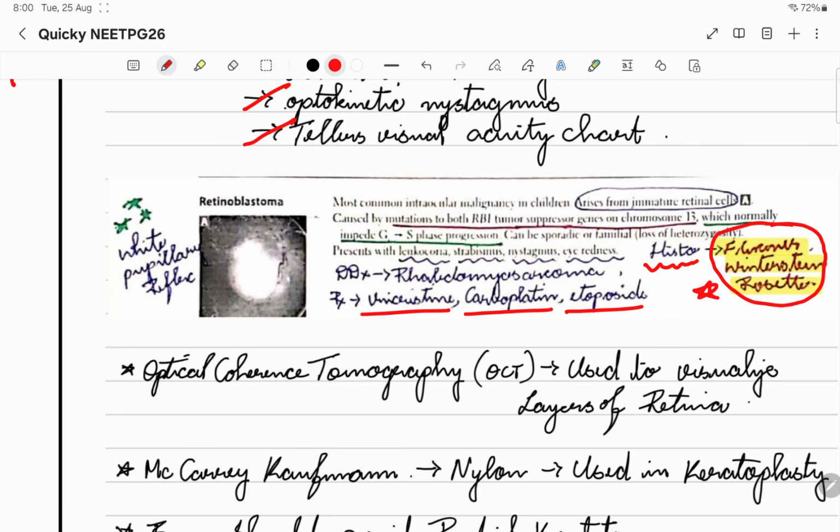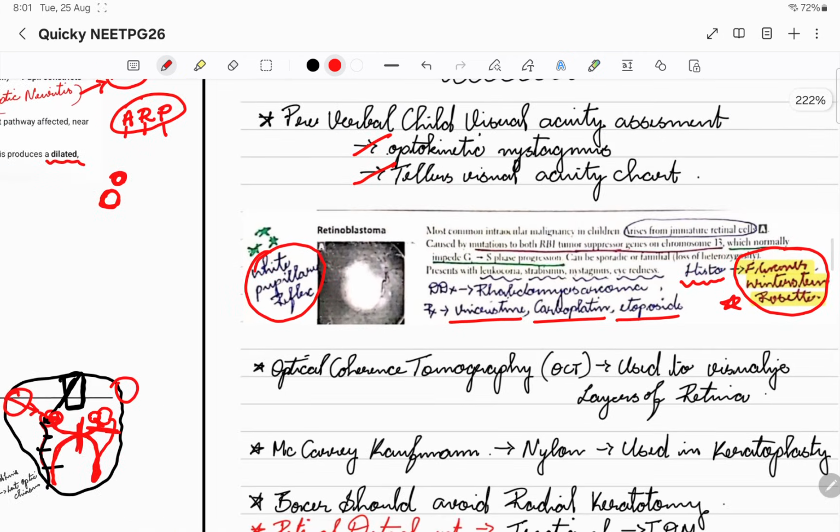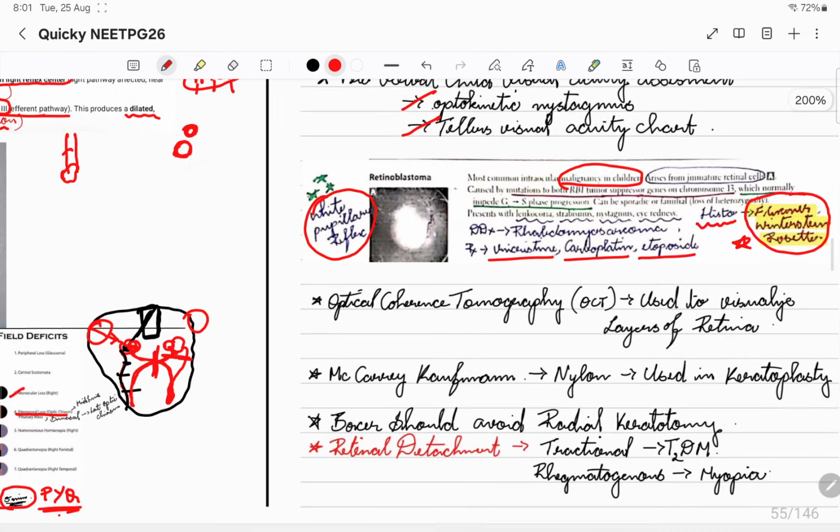When we see the pupil, it is going to look just like cataract in the pupillary reflex. When we do the pupillary reflex, a white pupillary reflex is what we can see, just like cataract. Retinoblastoma is most commonly seen in children only, so please remember that.